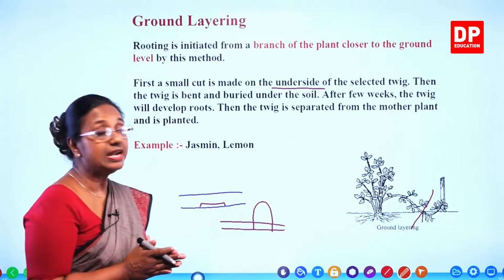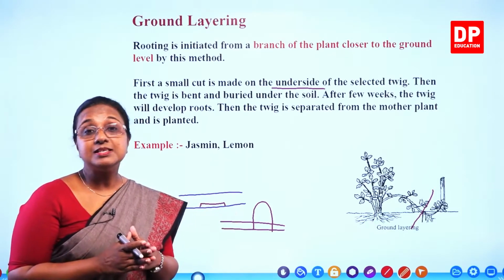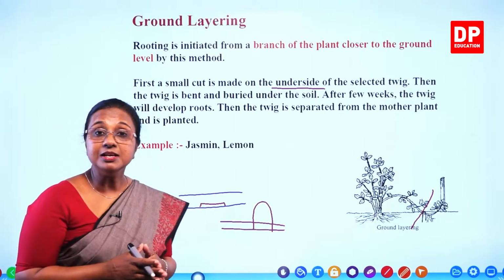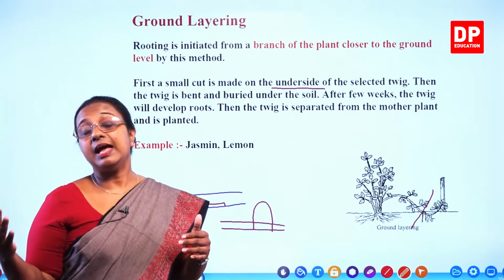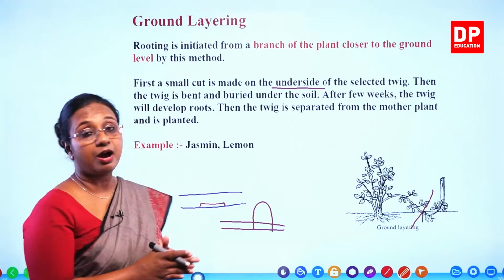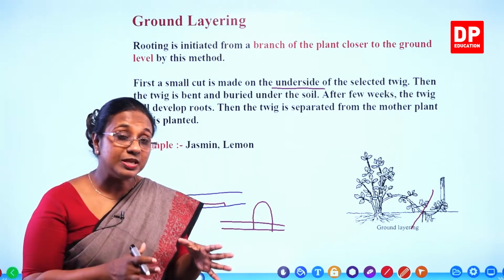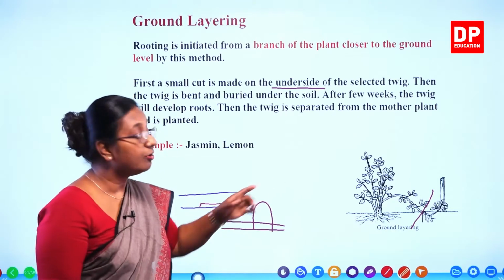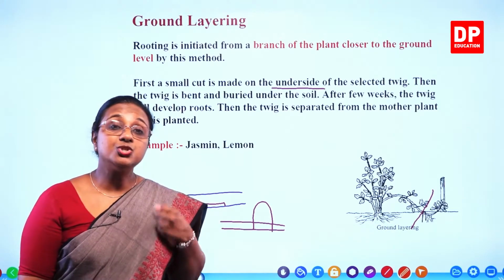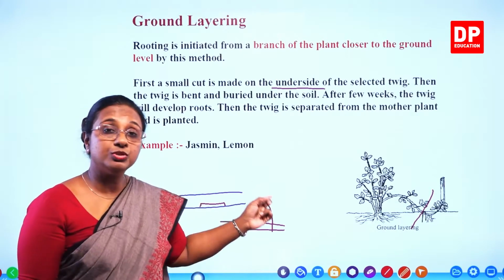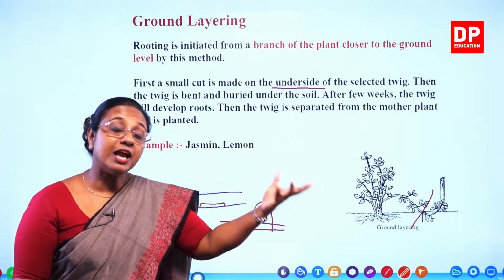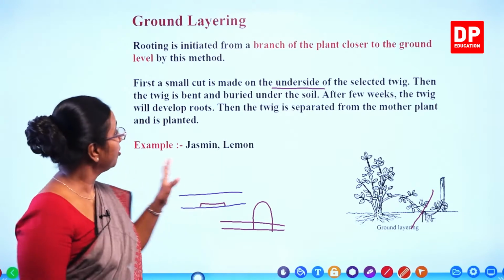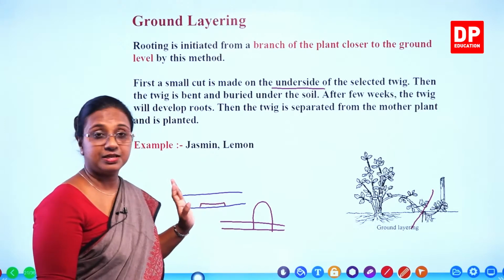Examples: jasmine and lemon. You all can remember these plants, students. Jasmine with white color flowers and lemon. Not all lemon and lime can be used for ground layering. They should be the species where you have this twig that can be bent down like that. If the twig is too strong, then it's difficult to do the ground layering. Maybe we can go for aerial layering. So I am sure you all can understand this method, students.